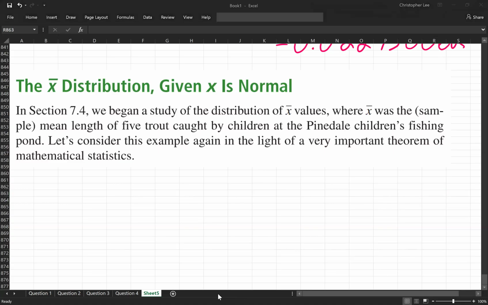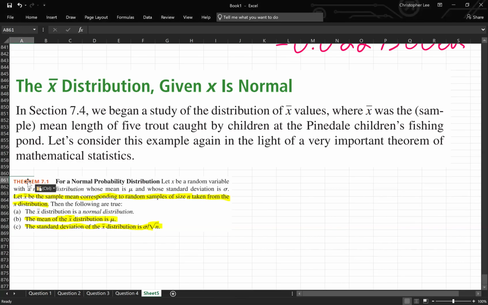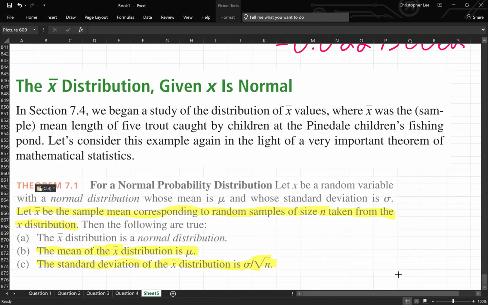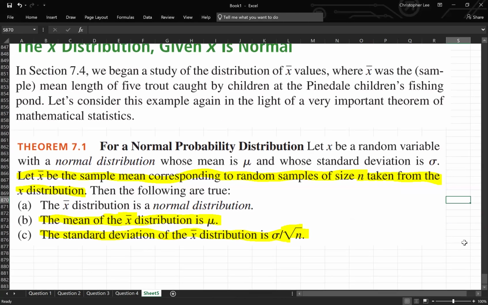So now I'm about to show you guys something. I'm about to change up the formula a little bit. So for a normal probability distribution, let X be a random variable with a normal distribution whose mean is mu and whose standard deviation is sigma. Let X bar be the sample mean corresponding to random samples of size n taken from the X distribution. Then the following are true. The X bar distribution is a normal distribution. The mean of the X bar distribution is mu, and the standard deviation of the X bar distribution is sigma divided by the square root of n. All right.